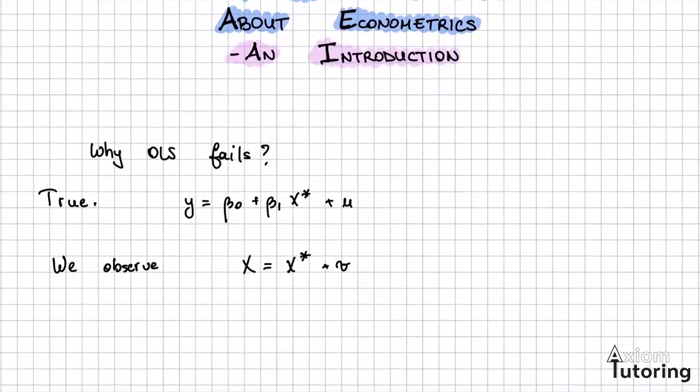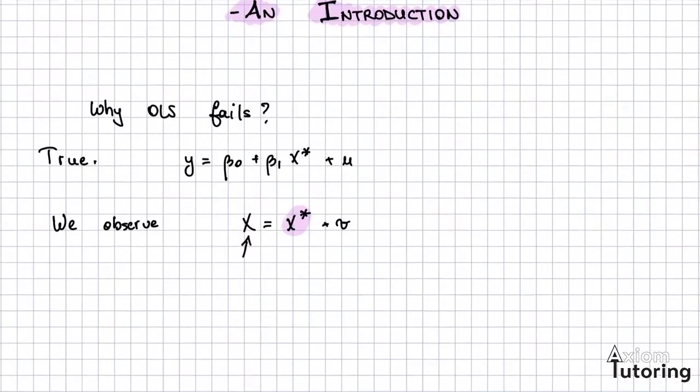So what happens is that the OLS doesn't see the actual x star, it only sees x as a noisy version of the truth. So the variation in x contains two components. It contains the true signal, meaning the variation in x star that genuinely relates to the y, and noise, meaning the variation in the v here that has nothing to do with the y. And OLS cannot separate them, so it uses both of them and ultimately gets a biased estimate.